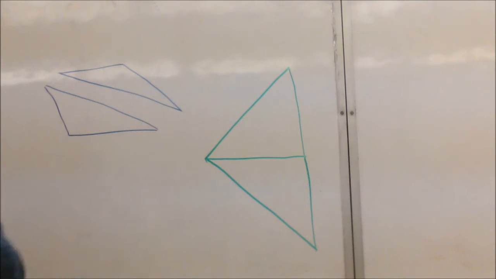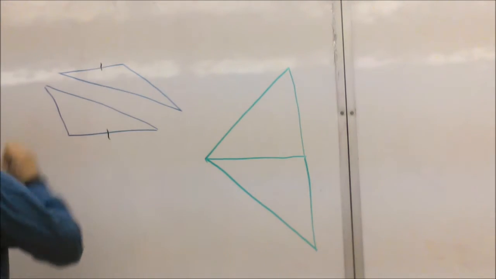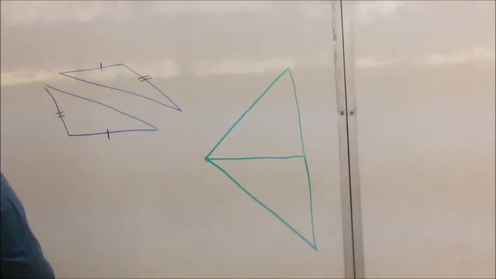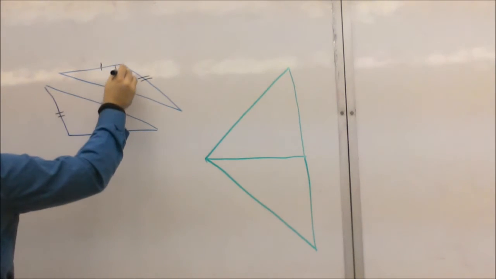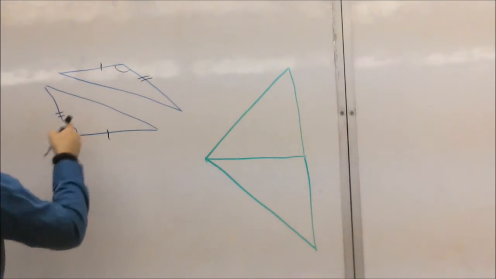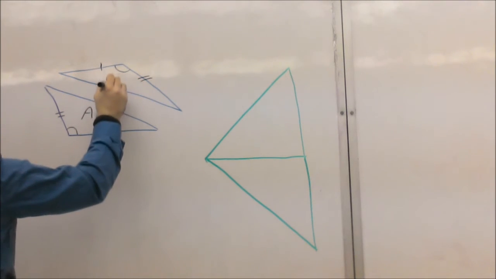Here, we're going to be looking at side, angle, side. This states we need an included angle. That means the two sides we have congruent, the angle has to be between them. So if we have this side and this side congruent, this side and this side congruent, the angle between them has to be here. And once we have this, we can have our triangles A and B congruent.